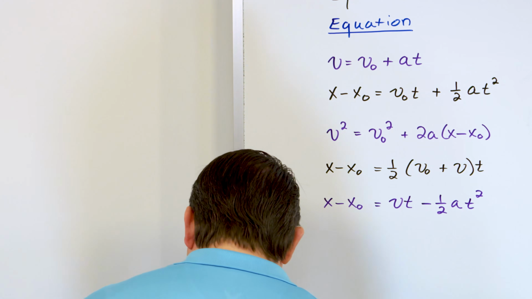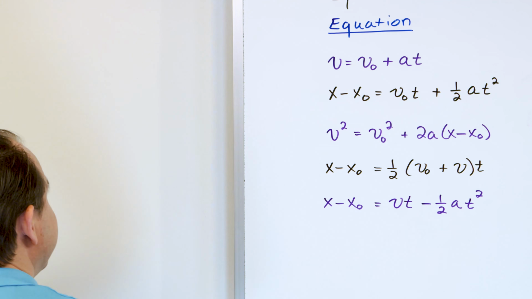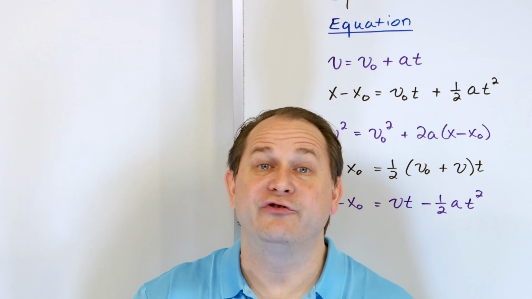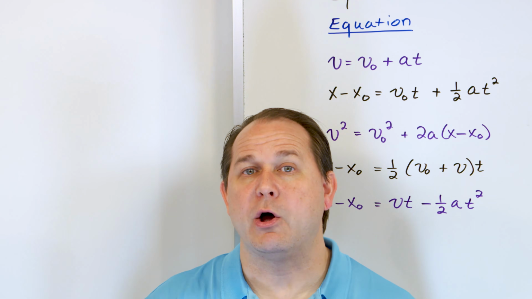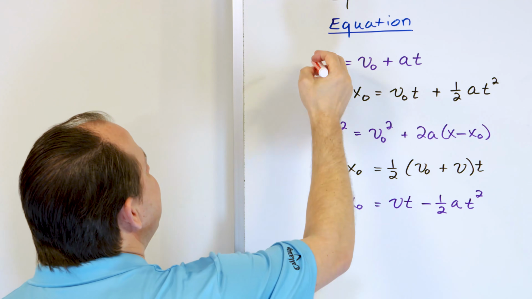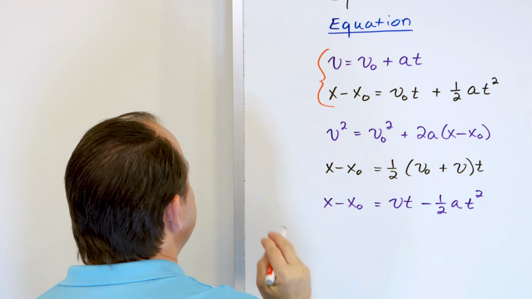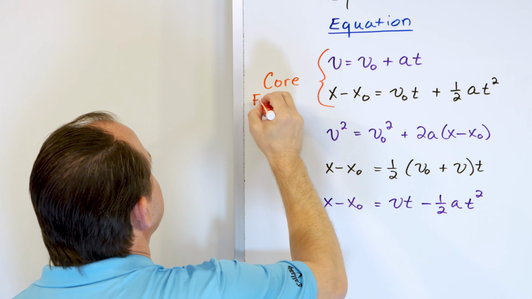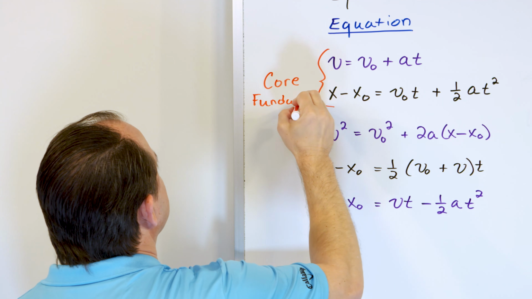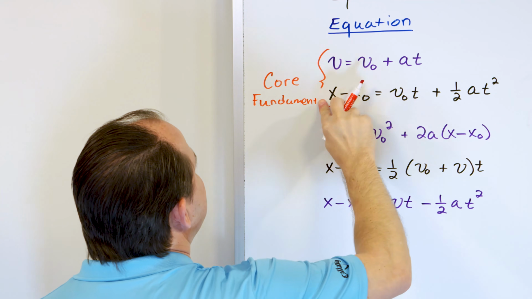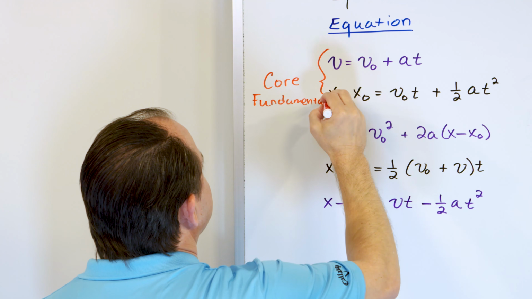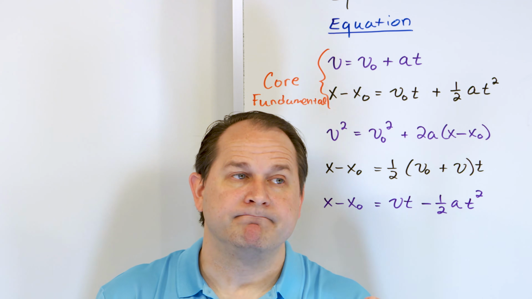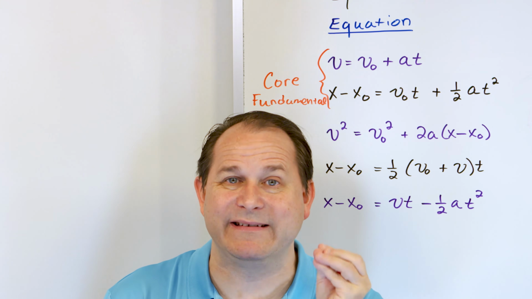So the very first thing I want to say before I do anything else is the following. We have five equations of motion, but some textbooks don't list them all. The reason they don't list them all is the very important fact that the first two equations in my list are what I call the core, or fundamental, equations. In other words, these first two equations come from first principles. They come from basic calculus, okay?